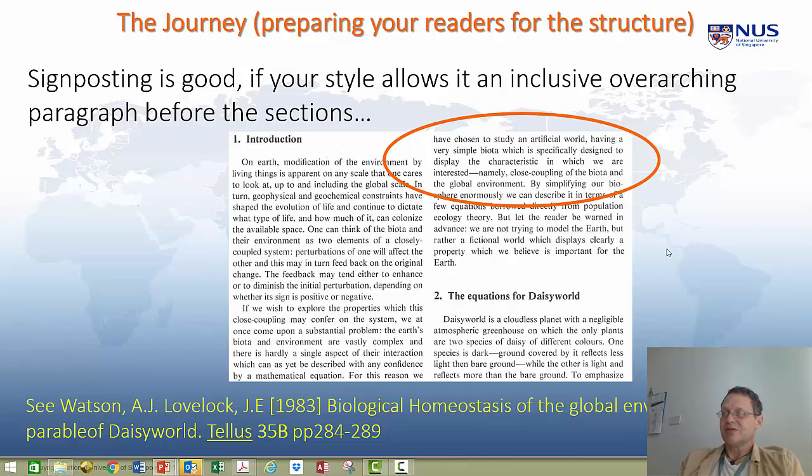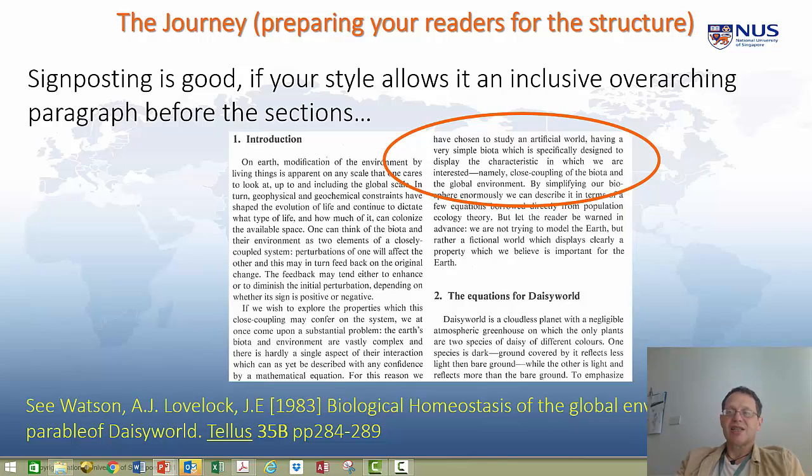And a very neat piece of work. Here, these writers warn the reader, it's not trying to model the planet Earth, but it displays clearly certain properties that are important to that planetary system.